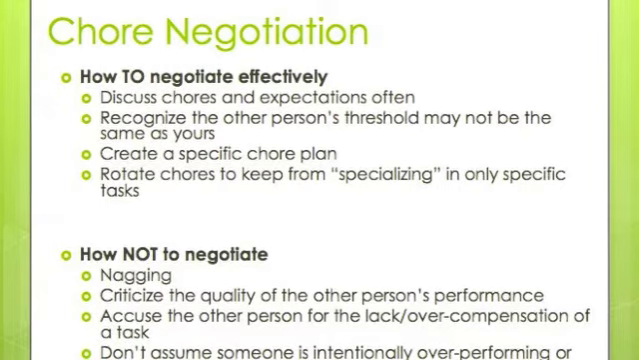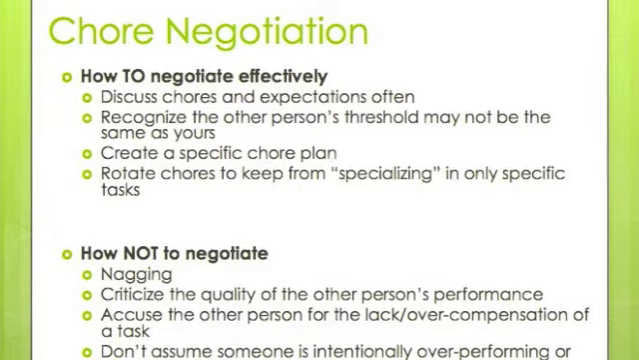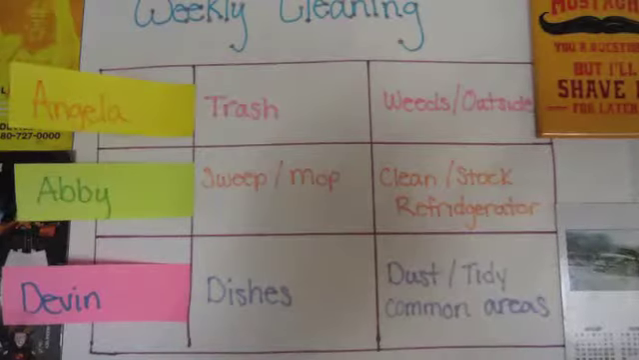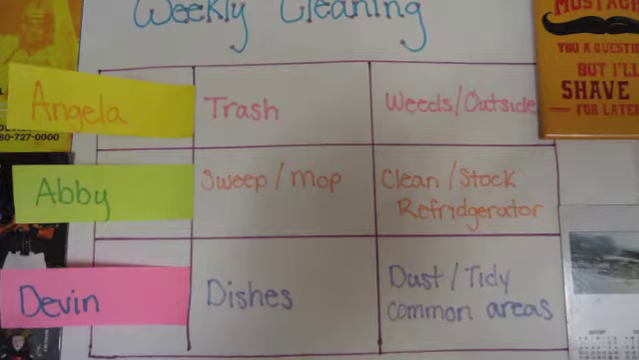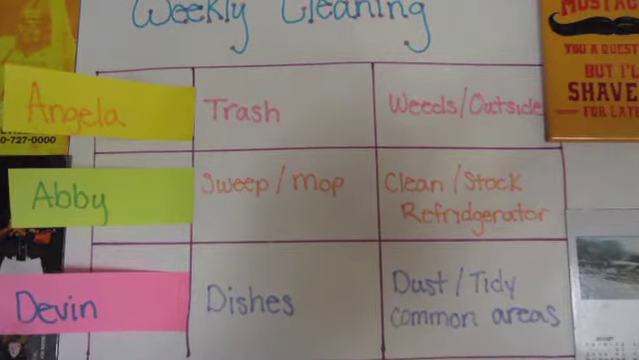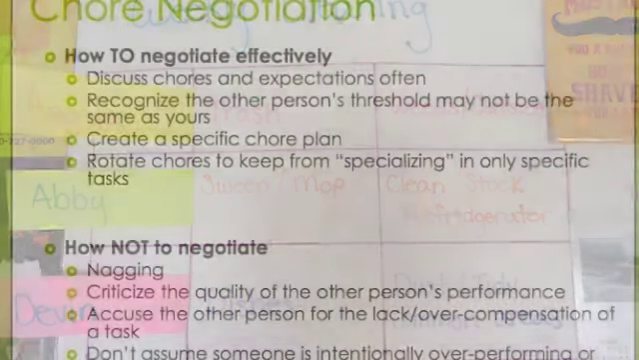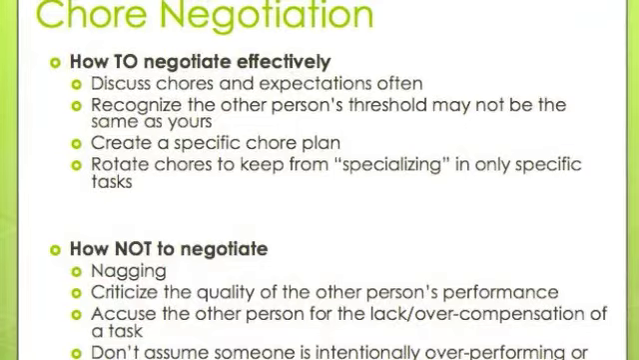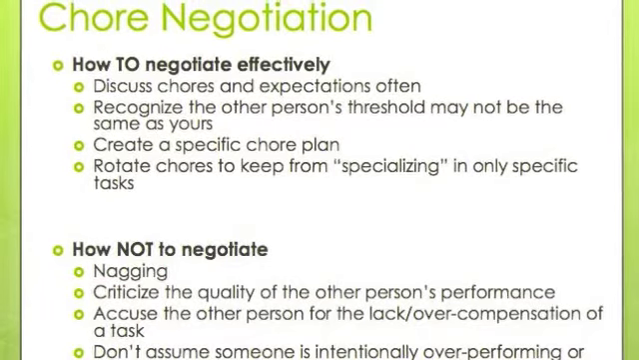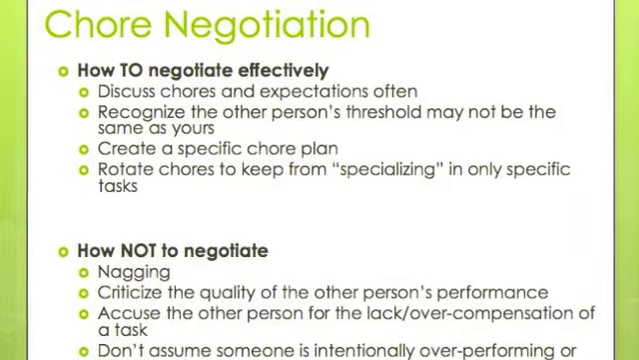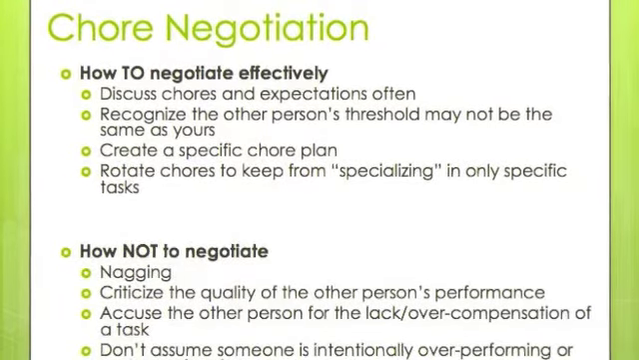In order to divide chores up evenly and fairly, consider making a specific chore plan, as this picture displays. One effective way to manage chore sheets is to rotate names on the chore sheet frequently so that one person isn't constantly performing the same task. Some ways to not approach the negotiation of chores include nagging, criticizing the quality of the other person's performance, and accusing the other person for the lack or overcompensation of a task.